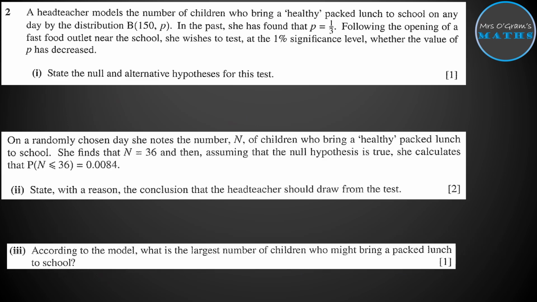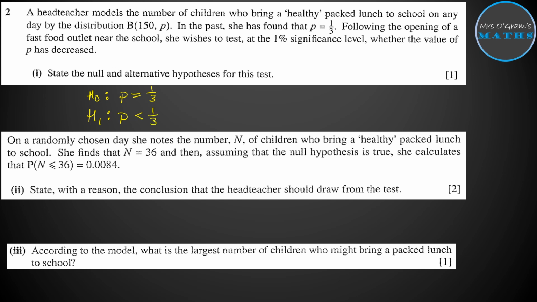Question 2 has a hypothesis test on a binomial distribution, and we need to start off by setting up the null and alternative hypothesis. So the null is that the original probability was a third, and the alternative hypothesis is she's testing if that probability has decreased, so that probability is less than a third.